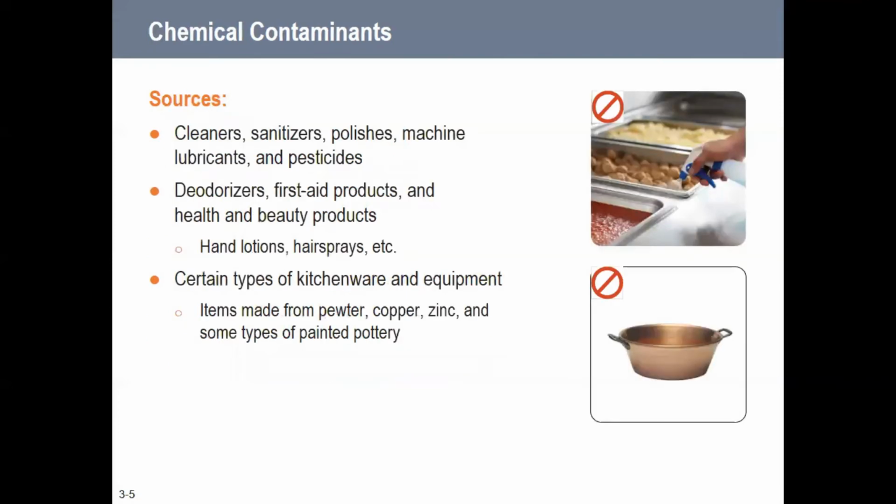Chemical contaminants. Chemical contaminants are things such as your cleaners and your sanitizers. Those are things that we're supposed to be using to, of course, keep us safe. Polishes, machine lubricants, pesticides, deodorizers, first aid products, health and beauty products. All of those are things that we'll see in the kitchen, but if we're not using them or storing them correctly, they can be an issue as far as chemical contamination of the food that we're eating.